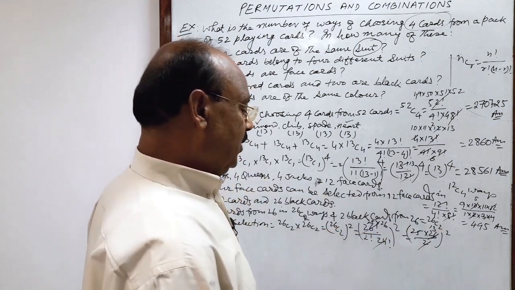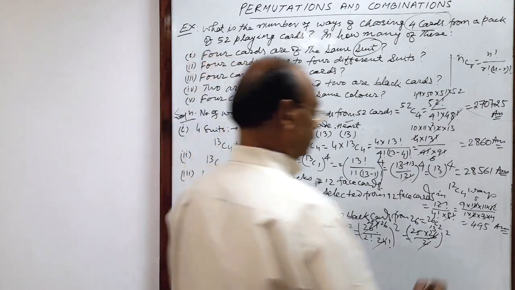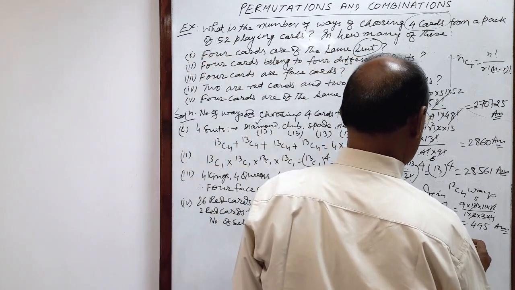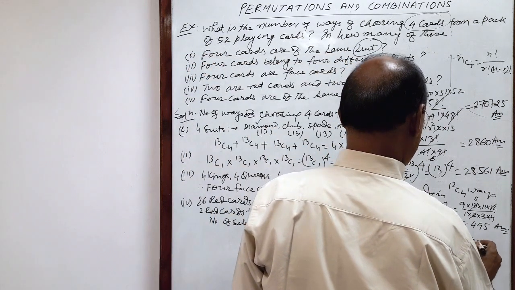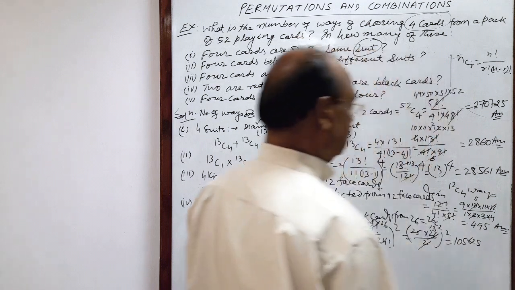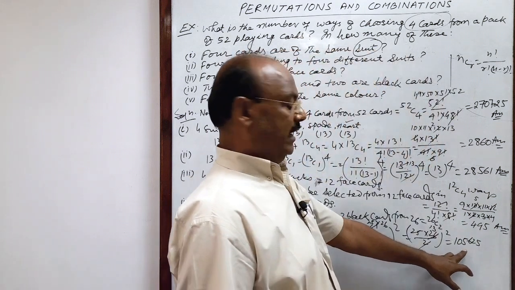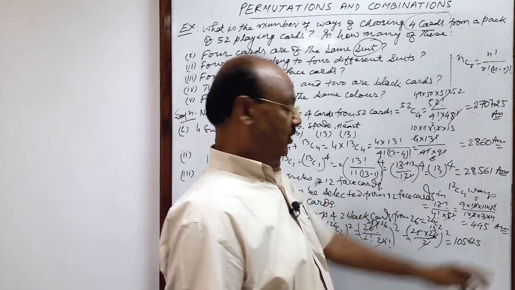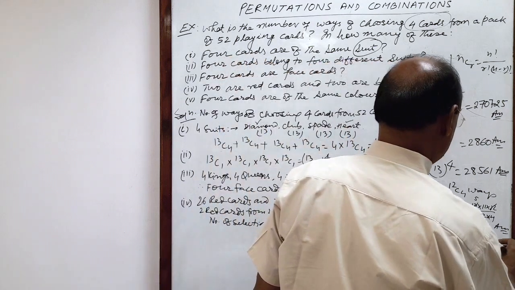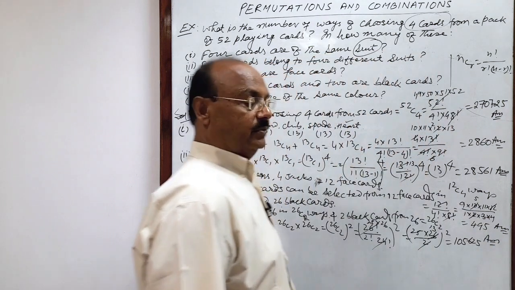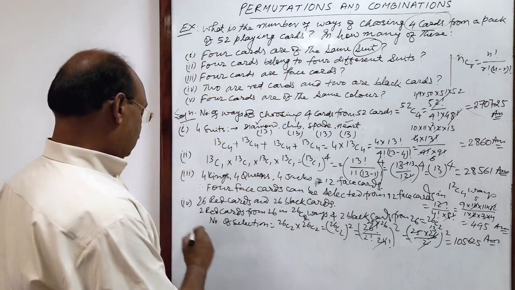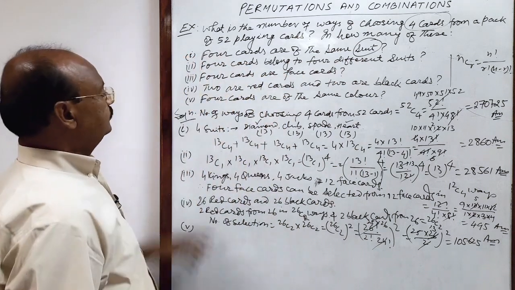After simplification, we will get here 1,05,625. This is the answer. Correct? And the last part of this question, the 5th one.